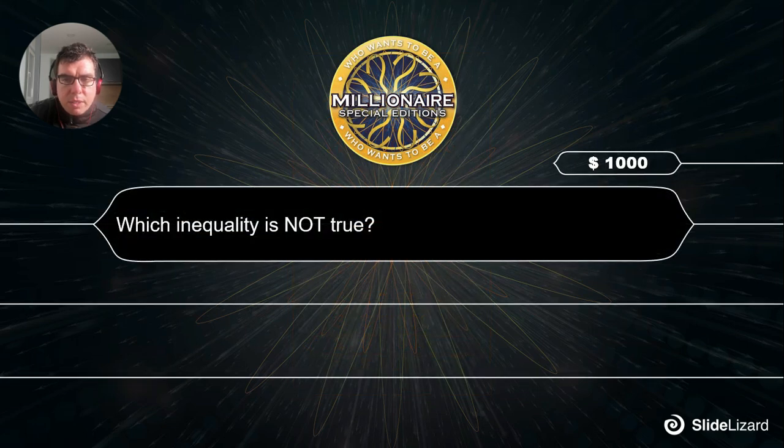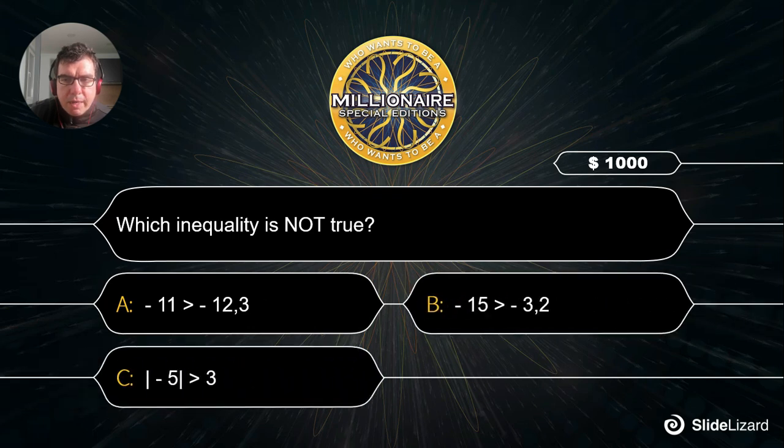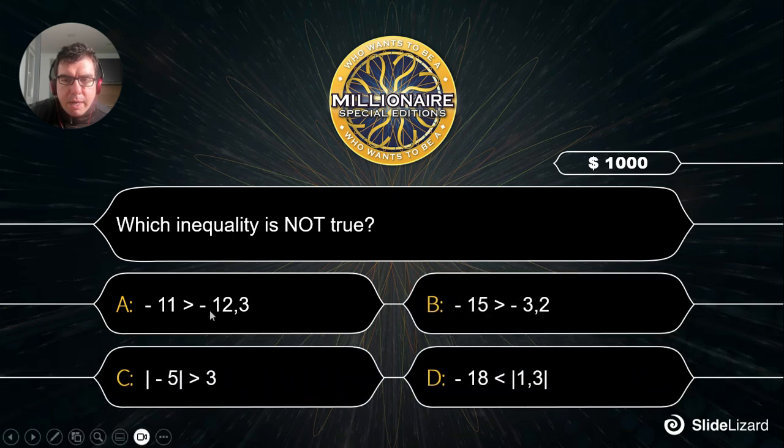Which inequality is not true? Minus 11 greater than minus 12.3, minus 15 greater than minus 3.2, the modulo of minus 5 greater than 3, or the modulo of minus 18 smaller than the modulo of 1.3. Think about it.